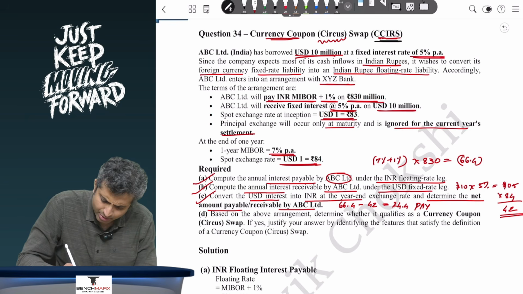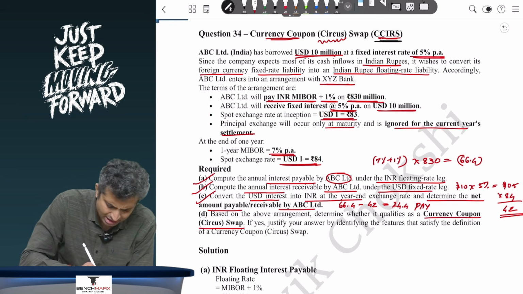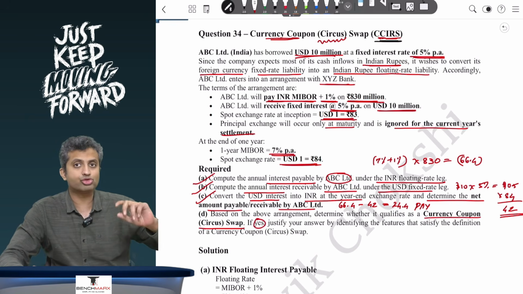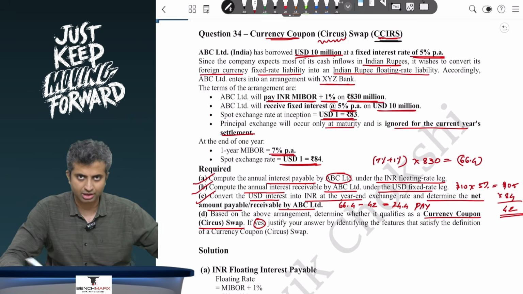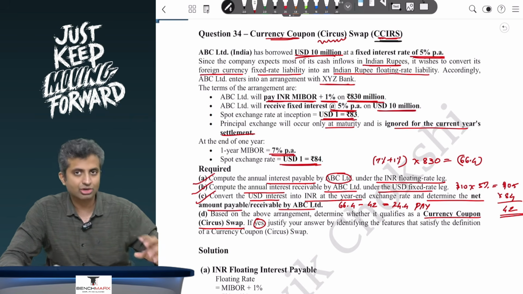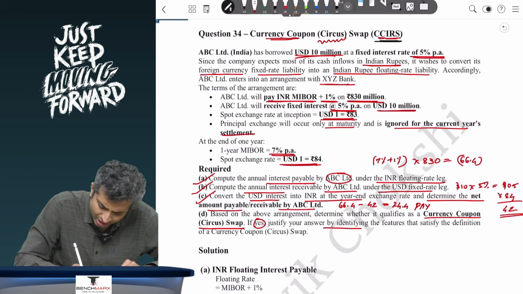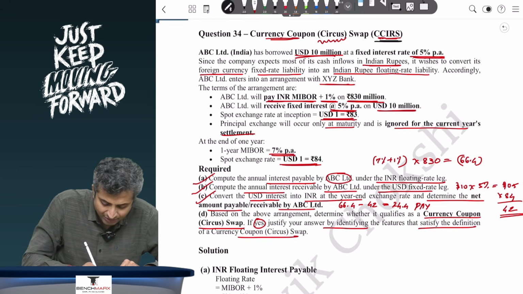Based on the above arrangement, determine whether it qualifies as a Circus swap. We would say yes, because I am changing the currency from, let's say, dollar to rupees, and I'm also changing the interest nature, that is from a fixed exposure to a floating exposure. Justify your answer by identifying the features that satisfy the Circus swap.